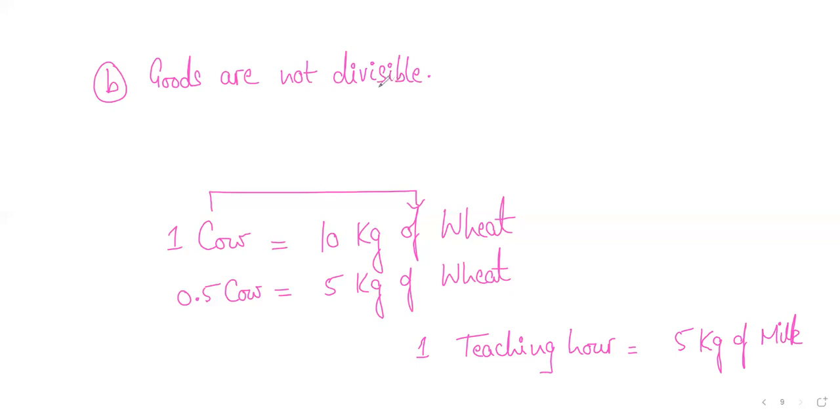Now, goods are not divisible. Are you following this? Do let me know if at any point anything is confusing or you want more explanation. We'll be happy to help. So goods are not divisible, right? Another challenge.